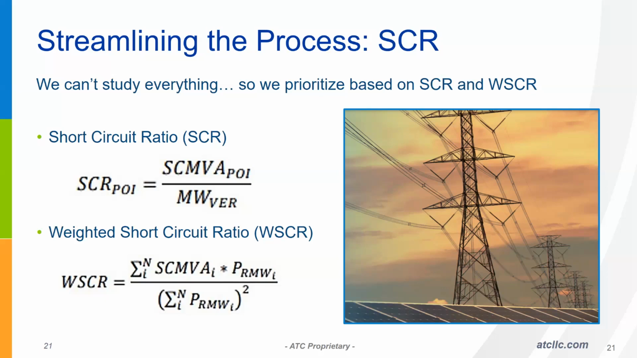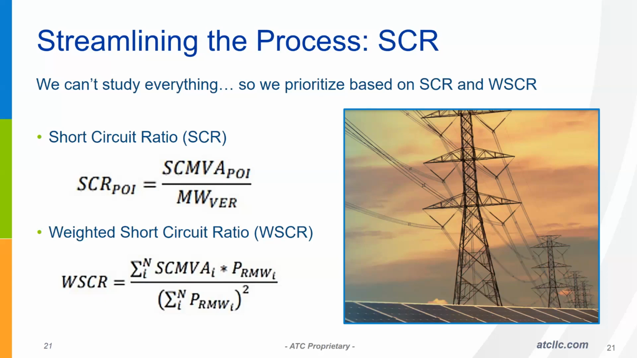And the megawatts would be the Pmax there when we're studying it at max output. And what we're looking for there is a lower short circuit ratio is worse. If you've got less fault current per megawatts being installed of these IBRs, you've got a weaker system. So when we see short circuit ratios 3 or lower, that's when we implement a more complete PSCAD analysis.